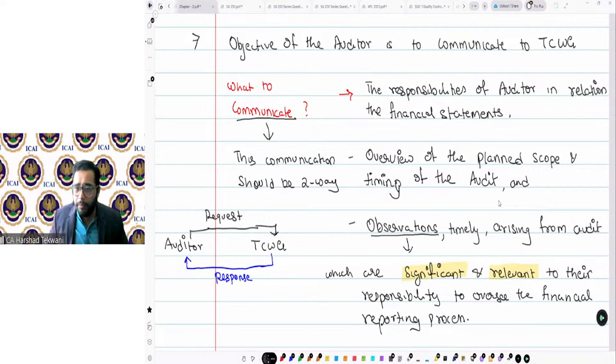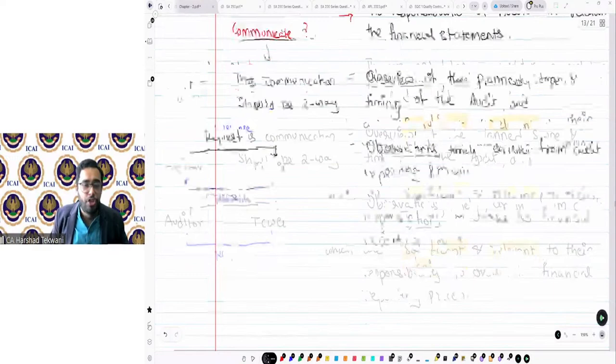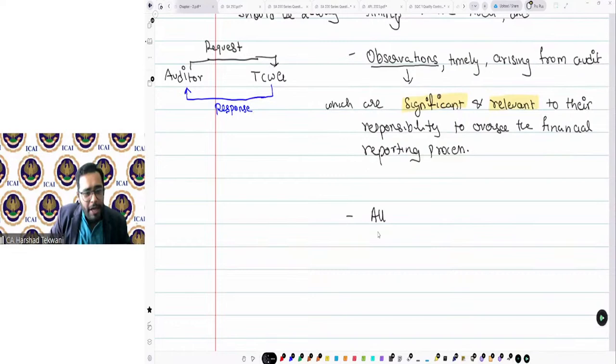The way a web server works: you write google.com, you make a request to the server that you need this web page, and the server comes with a response, okay, this is the page, take it. That is a two-way communication. Same way, the auditor will make a request to those charged with governance, and they will provide a response to the auditor. The auditor will process that response and again make a request. That's the two-way communication I'm talking about, and it has to be there. That's one of the objectives of the auditor: when we are talking about communicating, all communications should be two-way.